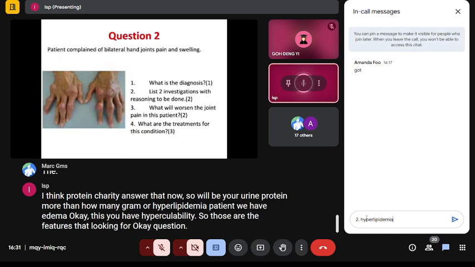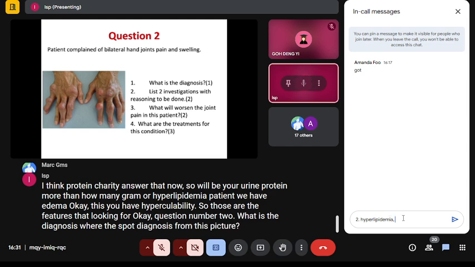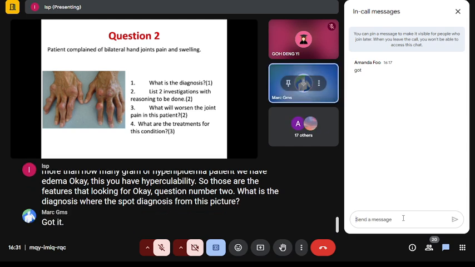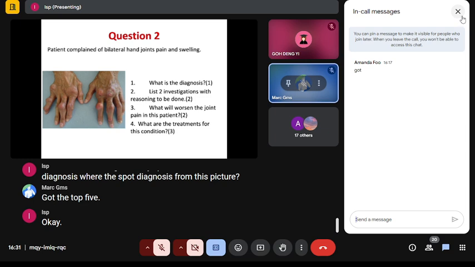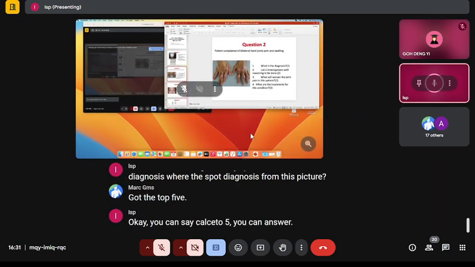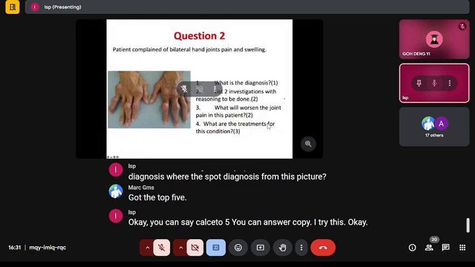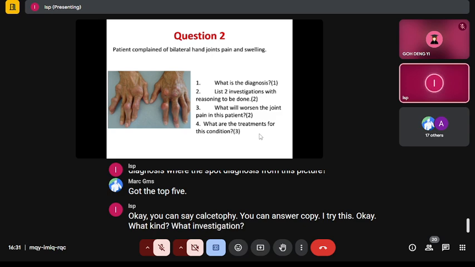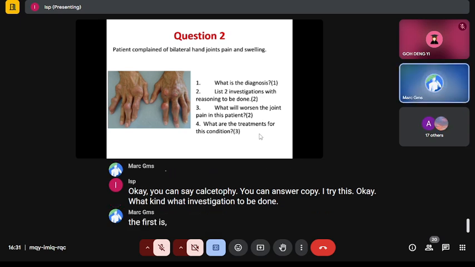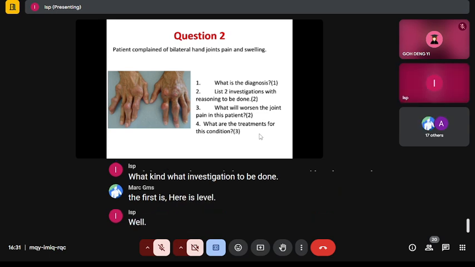Okay, question number 2. What is the diagnosis? What is the spot diagnosis from this picture? Gouty tophi. Yeah, okay, you can answer gouty tophi, you can answer gouty arthritis. Okay. What investigation to be done? The first is urea level. What level? Uric acid, okay.